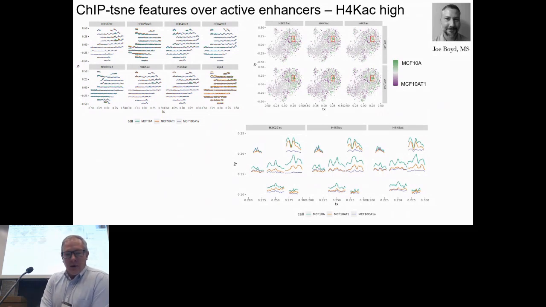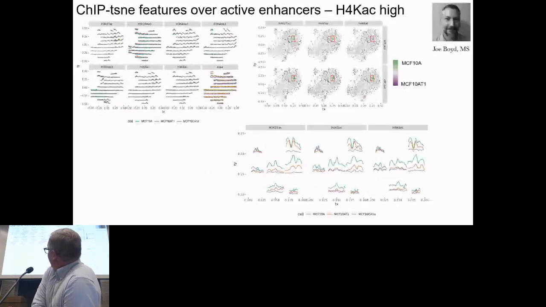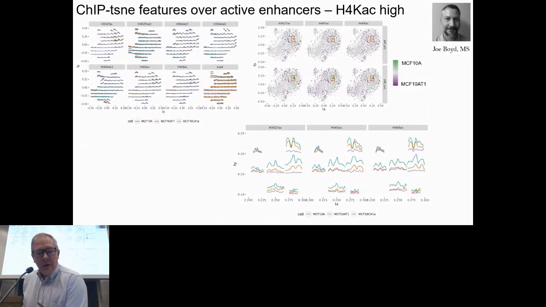What we can see by comparing MCF10A to AT1, the tumorigenic cells, is that there are patterns of these enhancers that gain or lose specific modifications over time through the breast cancer progression series. Highlighted here in the red box is an area of active enhancers that are high in histone H4 lysine 5 and 8 acetylation in MCF10As, but lose that mark as 10A AT1 progresses. We are actively studying these features and their functional significance with breast cancer progression and gene expression.